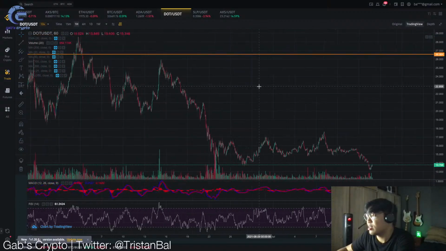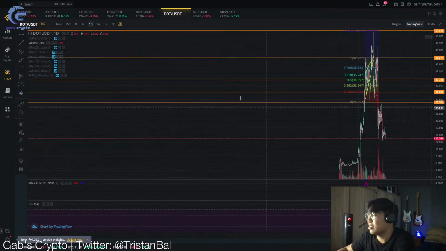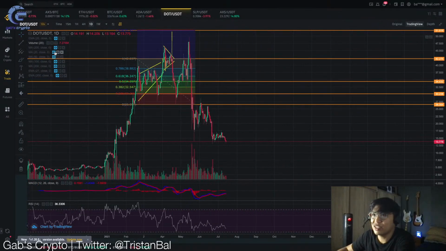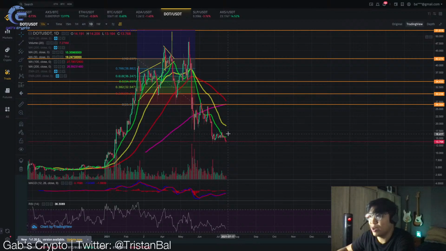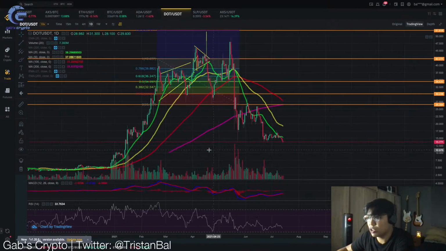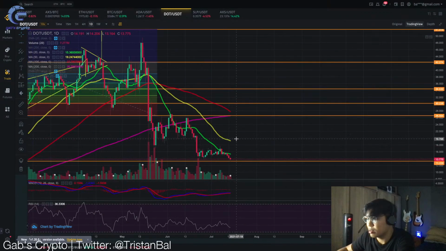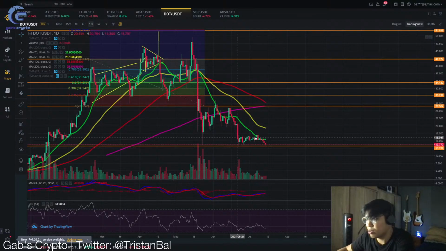So for Polkadot, not much to TA dito, to be honest. Let's look at the daily. Actually, hindi healthy movement ni Polkadot ngayon. So bearish ngayon si Polkadot. Ang pwedeng support levels na pwede nyo tingnan dito is actually the $10 US. Actually, itong $13 level, yun yung current support na pwede natin tingnan. Yeah, yun yung pwede natin tingnan.